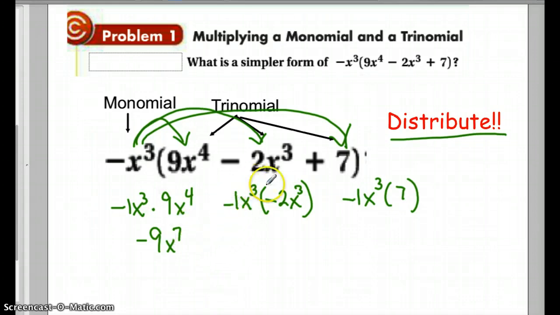Next, we have a negative 1 times a negative 2, and that's going to be a positive 2, because a negative times a negative is a positive. X to the third times x to the third is going to be x to the sixth. That's right, we added the exponents. And lastly, a negative 1 times a positive 7 is a negative 7, and x to the third stays the way it is. It is in standard form because the degrees of each of the monomials are decreasing, and this is your answer or your product.